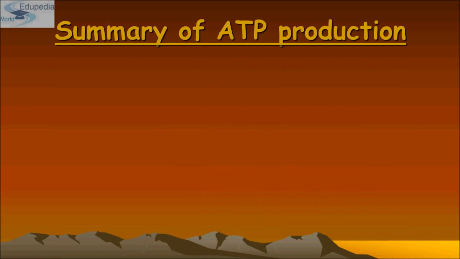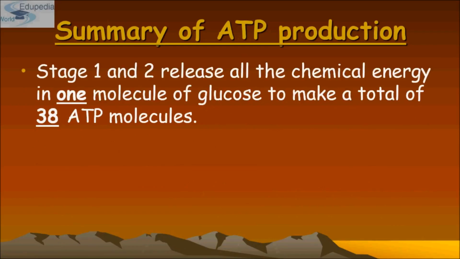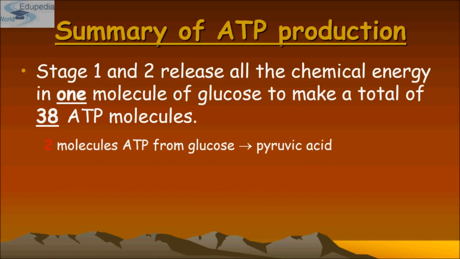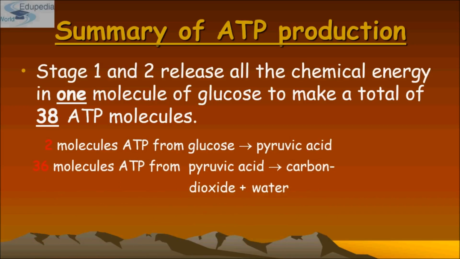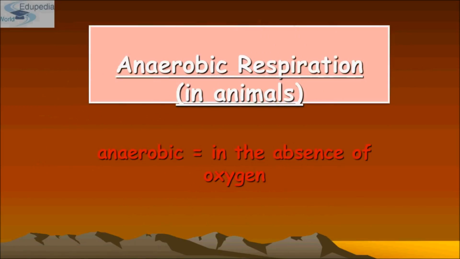Summary of ATP production: stage 1 is the glucose breakdown to pyruvic acid, and stage 2 is the pyruvic acid being converted into carbon dioxide and water. Stage 1 and stage 2 release all the chemical energy in one molecule of glucose to make a total of 38 ATP molecules. So 2 molecules of ATP come from glucose giving rise to pyruvic acid, and 36 molecules of ATP from the pyruvic acid to carbon dioxide plus water. All in all, 36 plus 2, that is 38 molecules of ATP are produced.